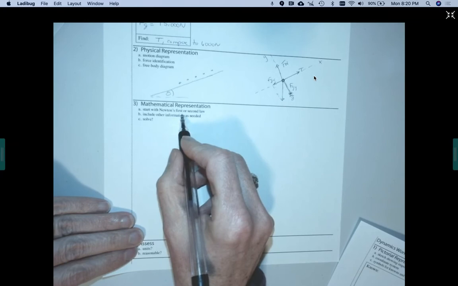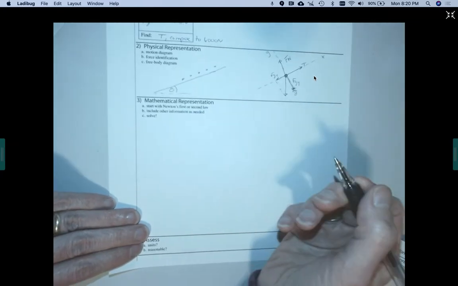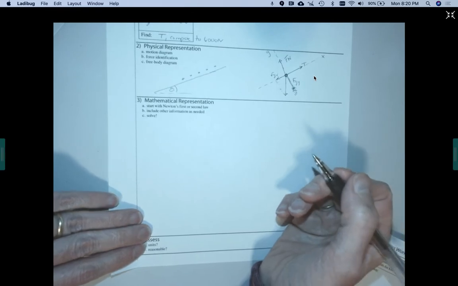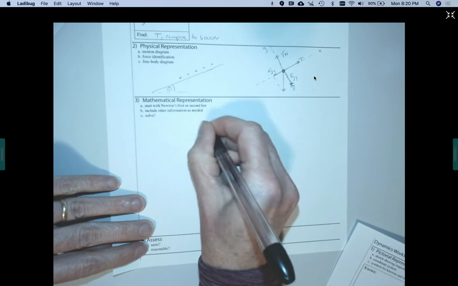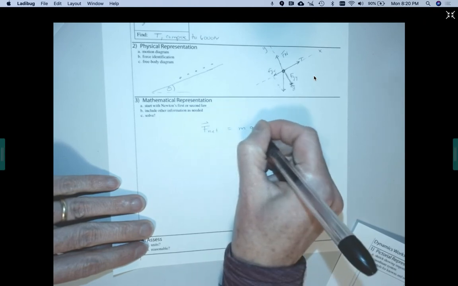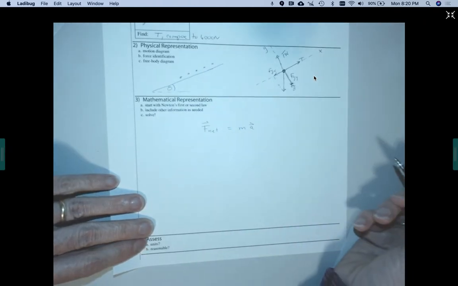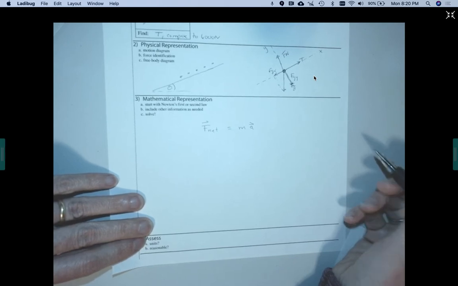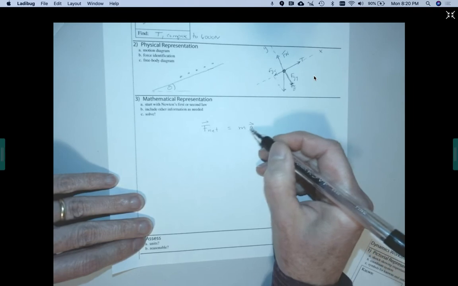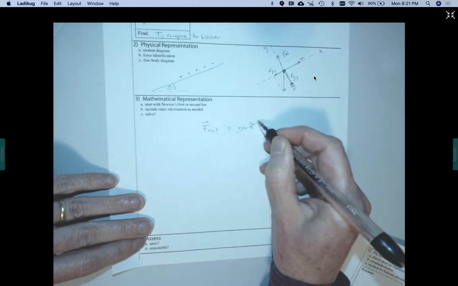Okay, so we're going to start with Newton's second law. I'd say this is first or second. Basically, the first just means our acceleration is going to be 0. The second law says our net force is mass times acceleration. And then we know that this is 0, so in this case, we'll just cross this out.